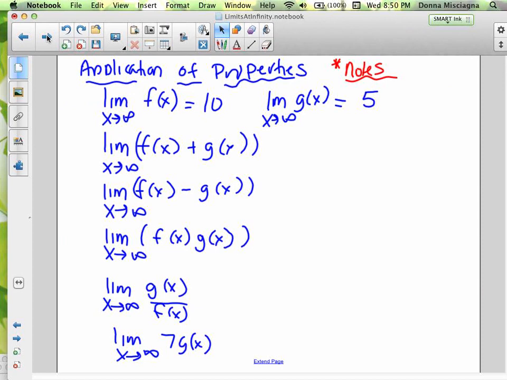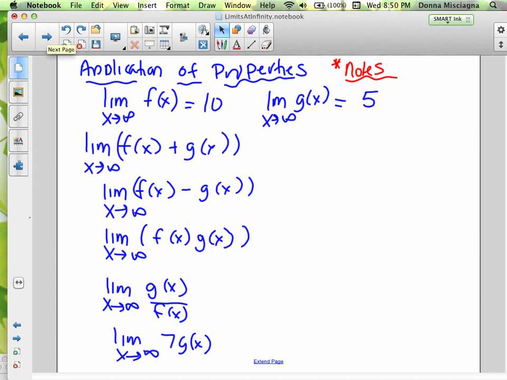So let's look at some examples. I added some that I want you to put in your notes. I added them after I created your notes, realizing I need to have some applications of our properties. All right, so just want you to write these down. Pause me if you need to. And then we're going to write all of these formally, and so I want you to write them formally as well. So we have the limit of f of x as x approaches infinity is equal to 10.